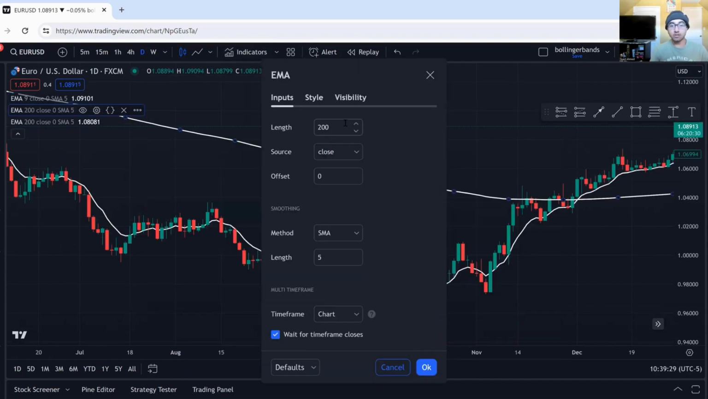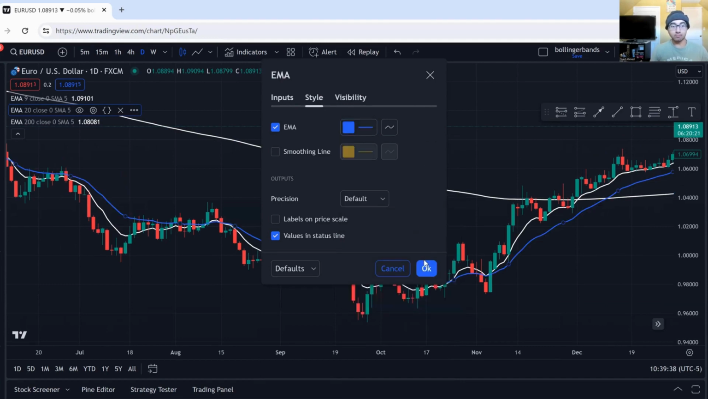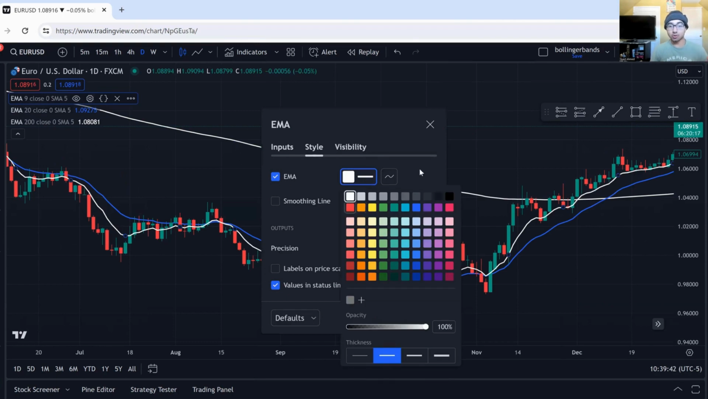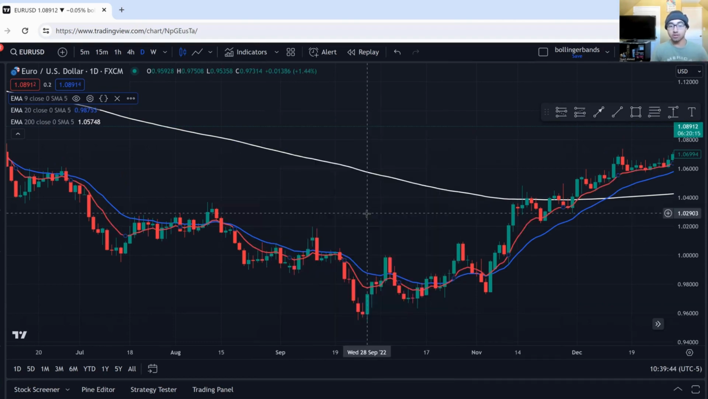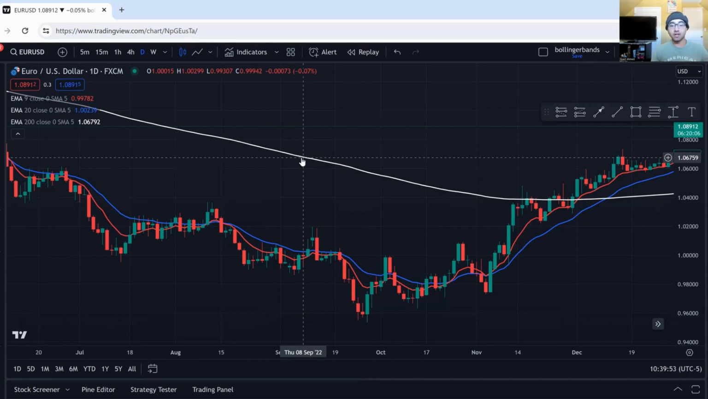Okay, so let's say for the medium term trend, we're going to put it at 20, and we're going to make this blue. And the fast, we're going to make it red. So the 9 period is going to be the shorter term, the faster trend, and we're going to make this red. And the overall trend is going to be the 200 period exponential moving average, and we're going to make this white.